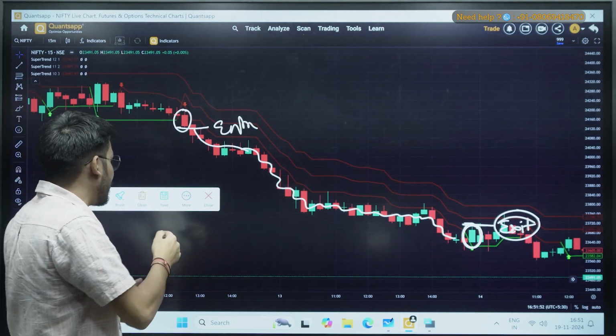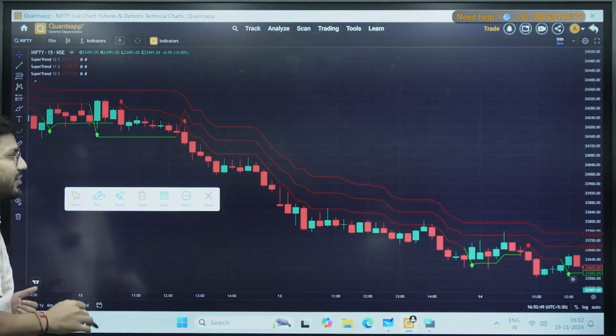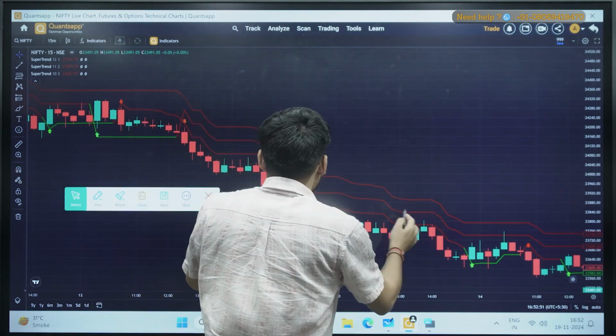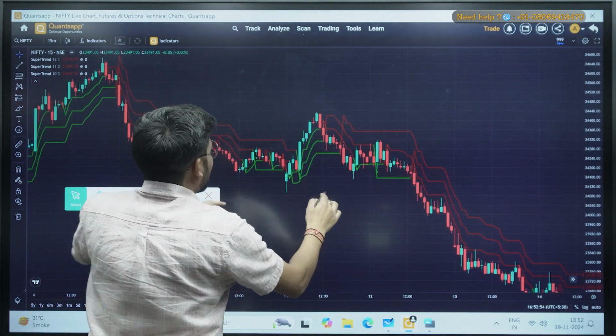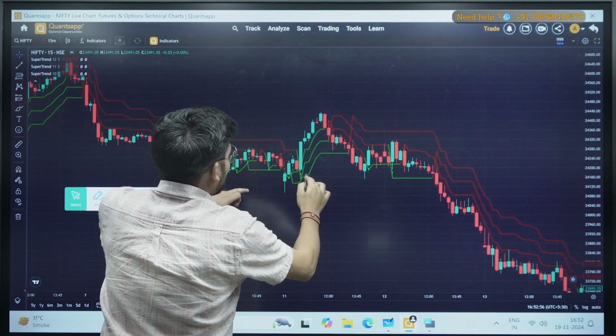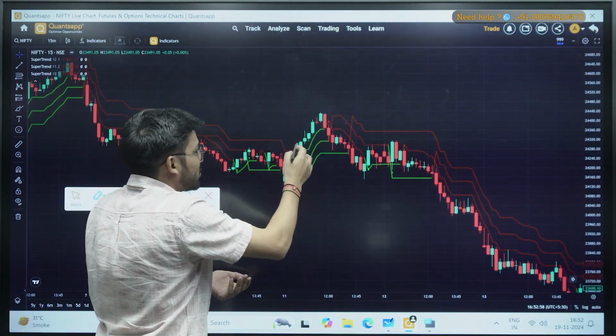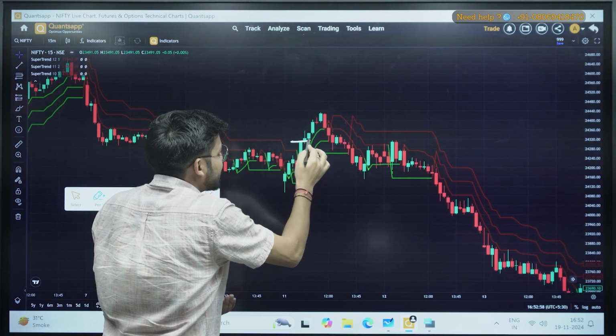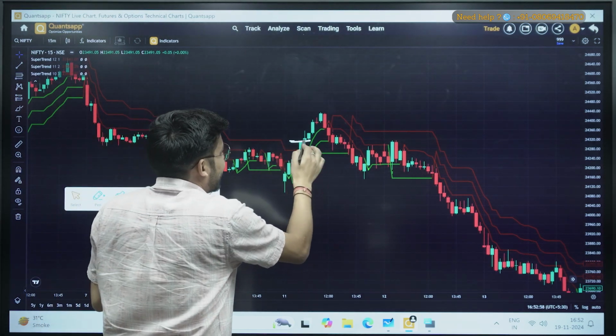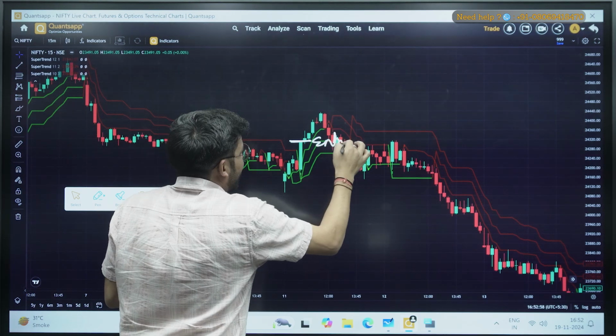Now I have to look for the condition when I'm making a trade in the bullish market. In the bullish market, what I will do, you can see here, this was the perfect candle that actually broke all of these three super trends. So I will mark the high of that candle as the entry point. This will be my entry point.